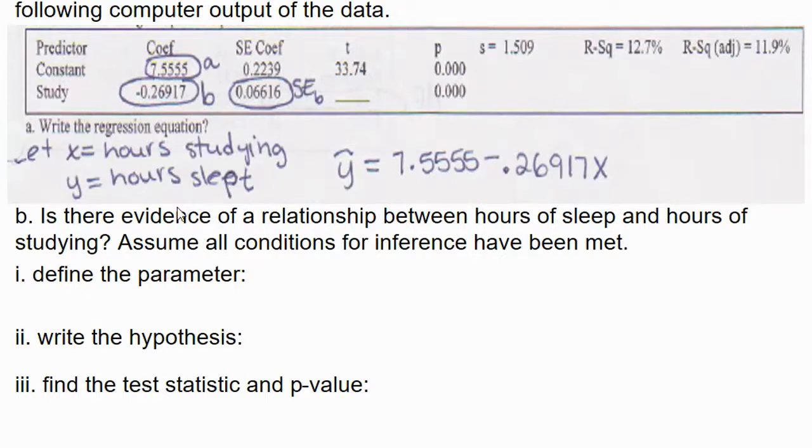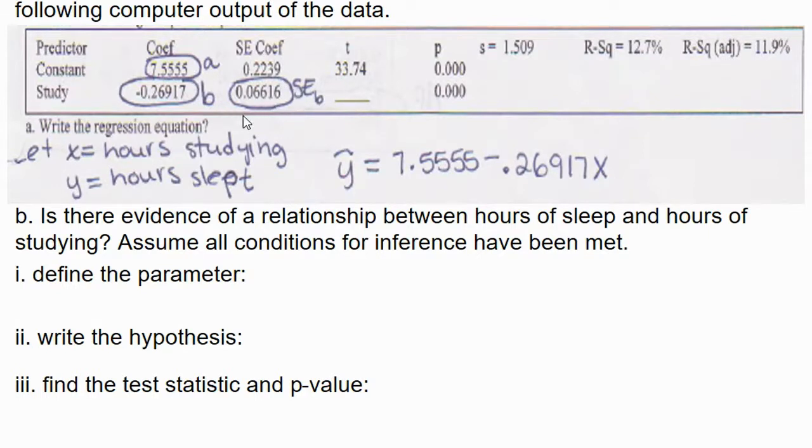We're supposed to write y and x in context of the problem. So x was the hours studying and y was the hours slept. And now the last thing you'll need to know is where to find the SEB, the standard error of the slope, because you'll need that. The second column on your table, the one that says SE coefficient, those are the standard errors. The first one is the standard error of the intercept, but we don't do a test on that. So you will be looking at the one in the second row, the standard error of the slope.